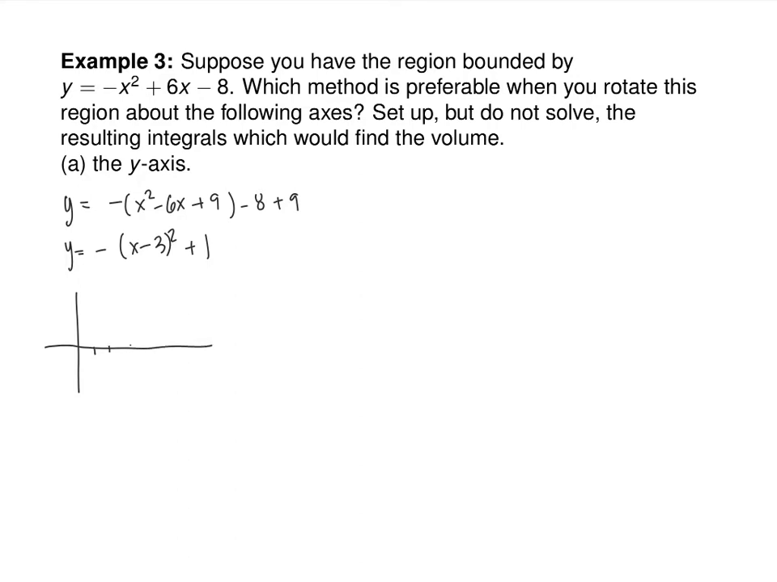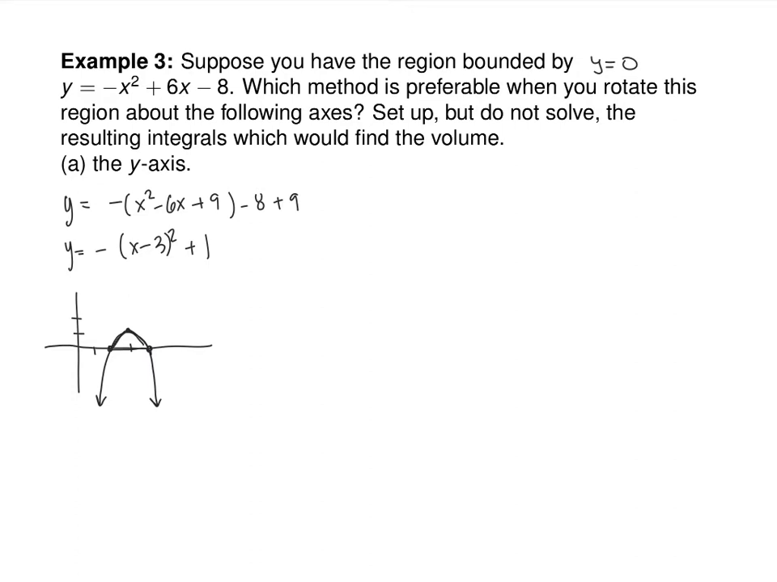So that's a parabola that's been flipped upside down, moved over 3 and up 1. It's going to cross the x-axis at 2 and at 4. And I probably should have specified also by y equals 0. So the region we care about is that little region there.